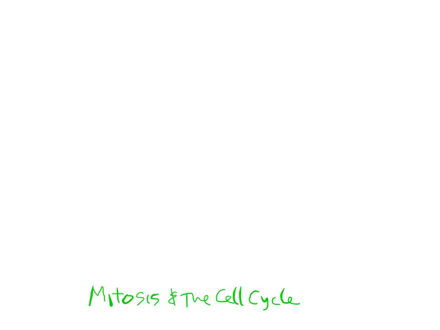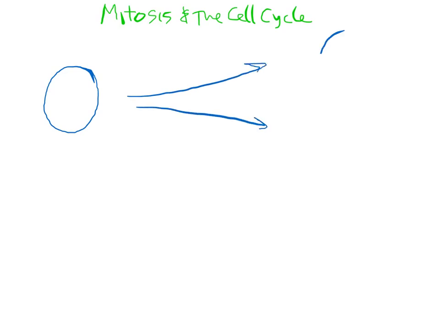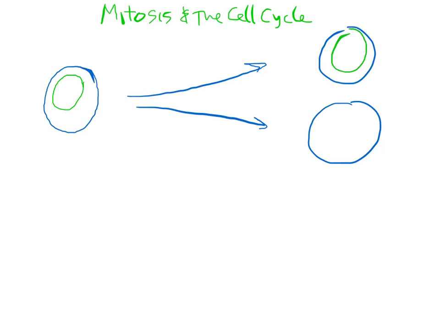This little video is on mitosis and the cell cycle. The overall goal with mitosis is to take a cell and at the end of the process create two new daughter cells. For this lesson we'll have the nuclear membrane in green like this and the DNA in purple like this.